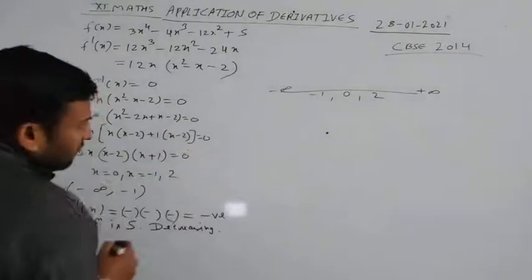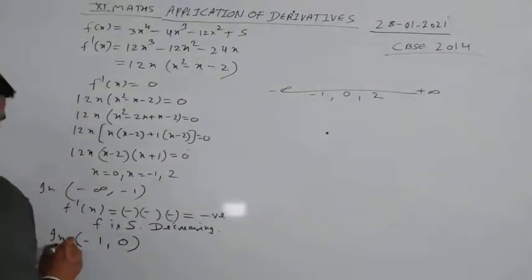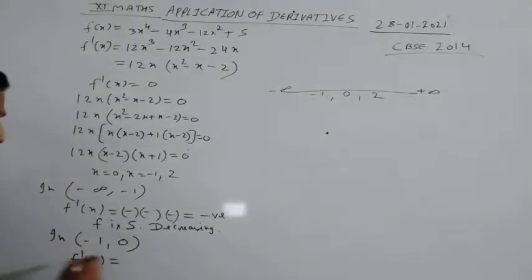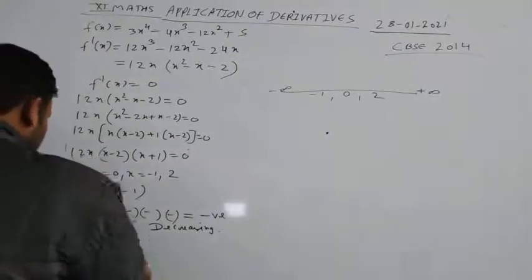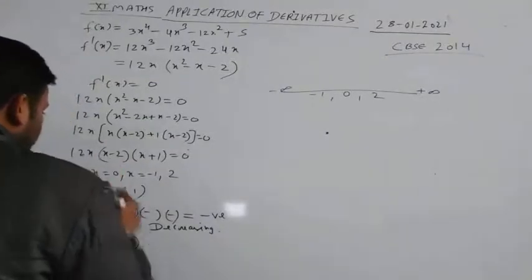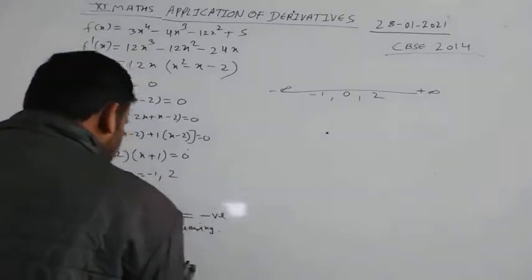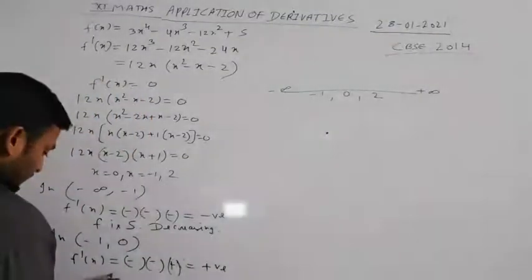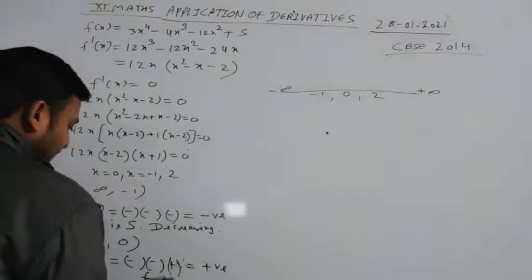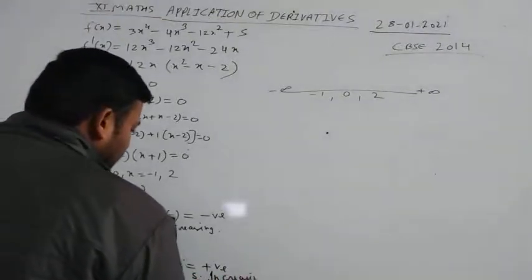Now we check the interval minus 1 to 0. Taking the point minus 1 by 2, one factor is negative, another is also negative, and the third is positive. So the whole product is positive. So our function is strictly increasing in this interval.